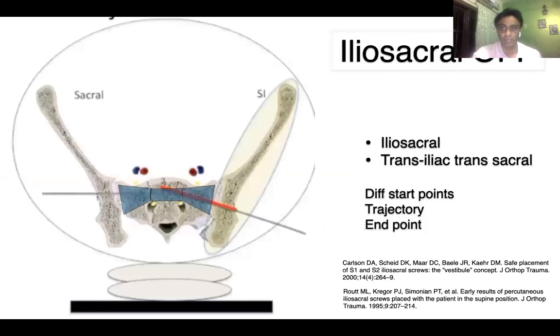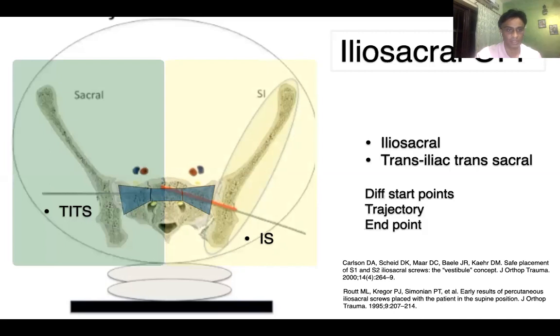The iliosacral OFP is very, very important, because it is the most common pathway used for posterior ring fixation. It has a vestibular shape, narrowest at the level of the sacral foramina, and then widens laterally. There are 2 types of fixations possible. One is iliosacral, where you start posteriorly and then go towards the midline anteriorly. This is used for fixing sacroiliac joint disruptions.